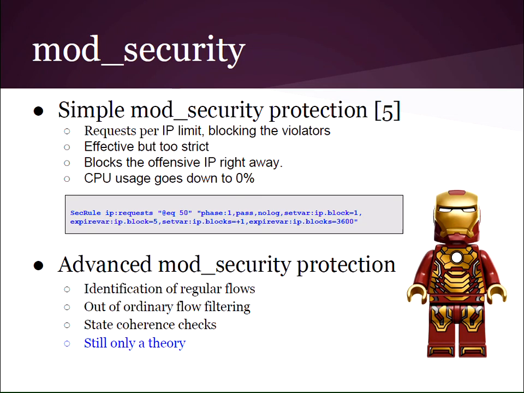Then we tried going through some modules that will be helpful. Mod security comes to mind right away when you want to protect your Apaches. Some directives help here. They are a bit crude. You can set up limiters per IP, and you get the bad guy throttled right away and CPU usage goes down to zero. But this is too crude, wouldn't recommend it.